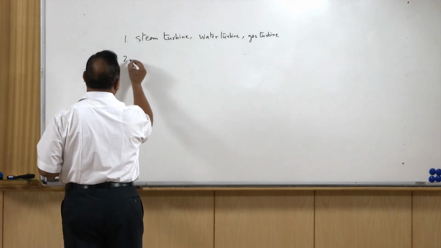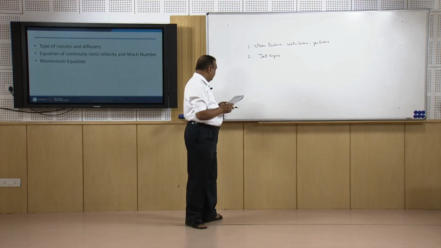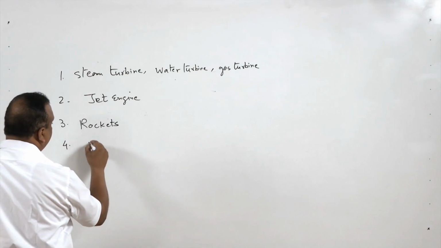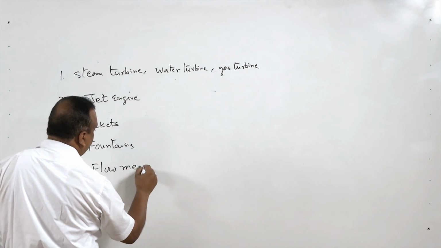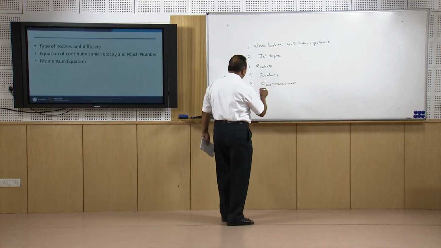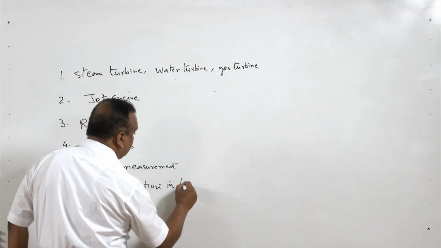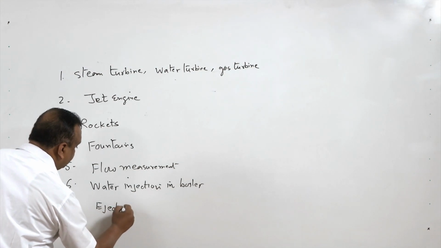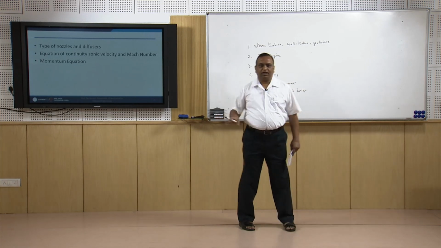Now, another use of nozzle is jet engine. In a jet engine, for the purpose of creating thrust, the nozzles are used. Rockets, then public use fountains, then flow measurement. Nozzles are also used for flow measurement in a passage. In addition to this, water injection in a boiler, or for the removal of air in condenser, steam ejector in condenser. There are a few examples. There are many other uses of nozzles which I cannot list here.